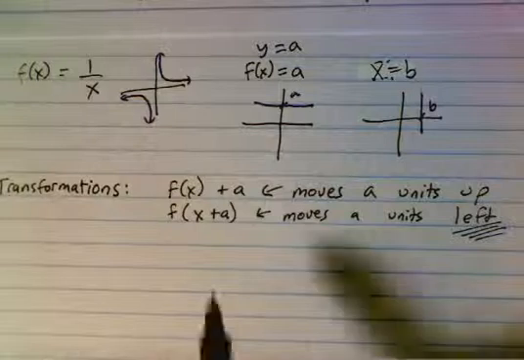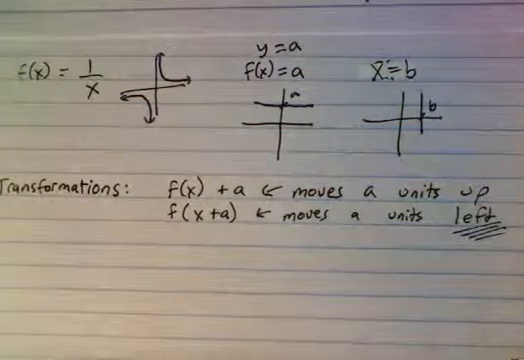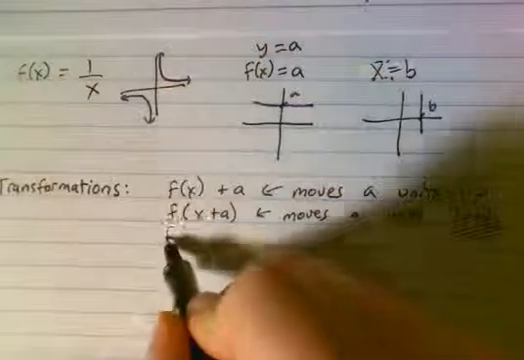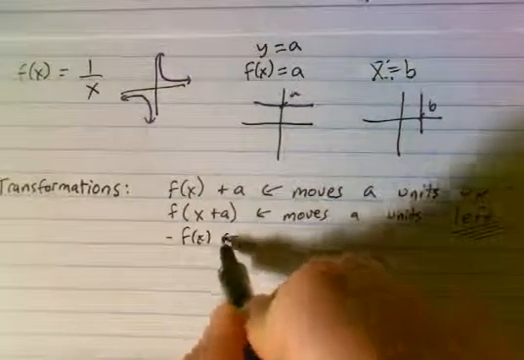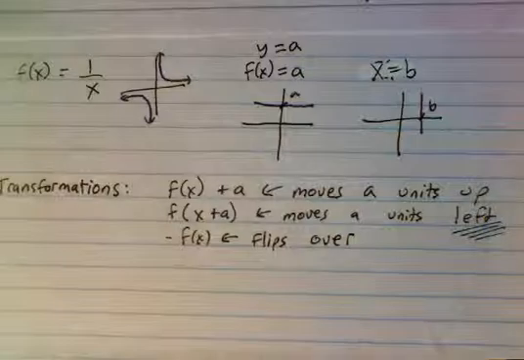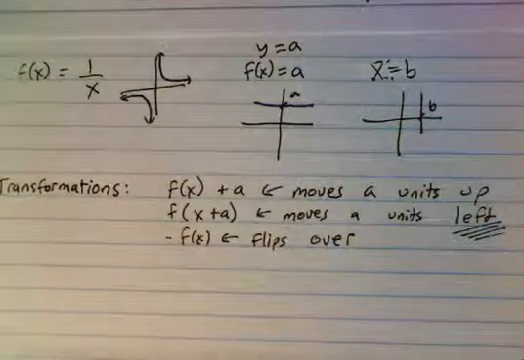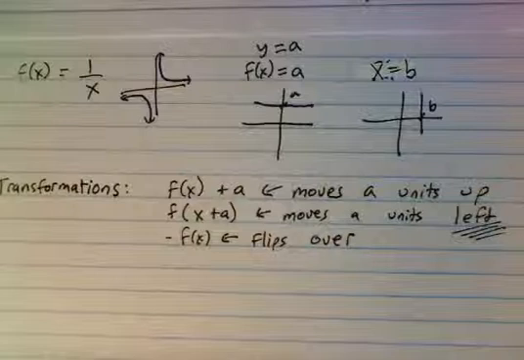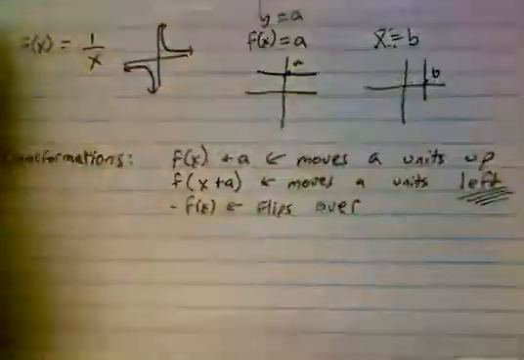That's the opposite of what you would expect. You'd expect a positive to move positive in the x direction. It's actually moving opposite of that. And the other important one, negative f of x, flips something over. There are some other ones that do stuff with stretching and shrinking it, but to get the basic shape down, that's all we really need to worry about. So let's look at one that we're going to do without a calculator.